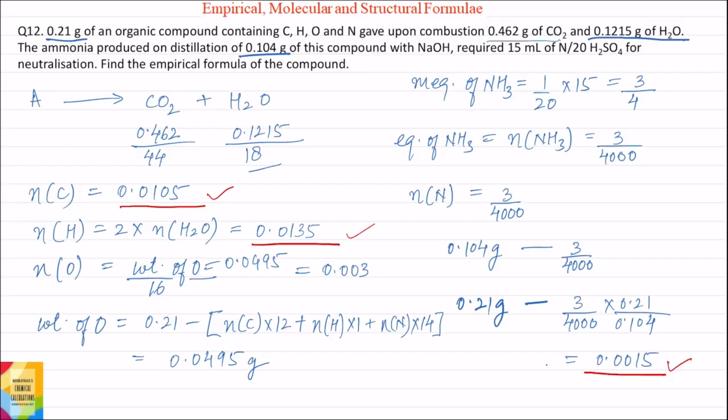So dividing moles of carbon, hydrogen, oxygen and nitrogen by moles of nitrogen, the ratio of carbon is to hydrogen is to nitrogen is to oxygen is equal to 7 is to 9 is to 1 is to 2. So the empirical formula of the compound will be C7H9NO2.